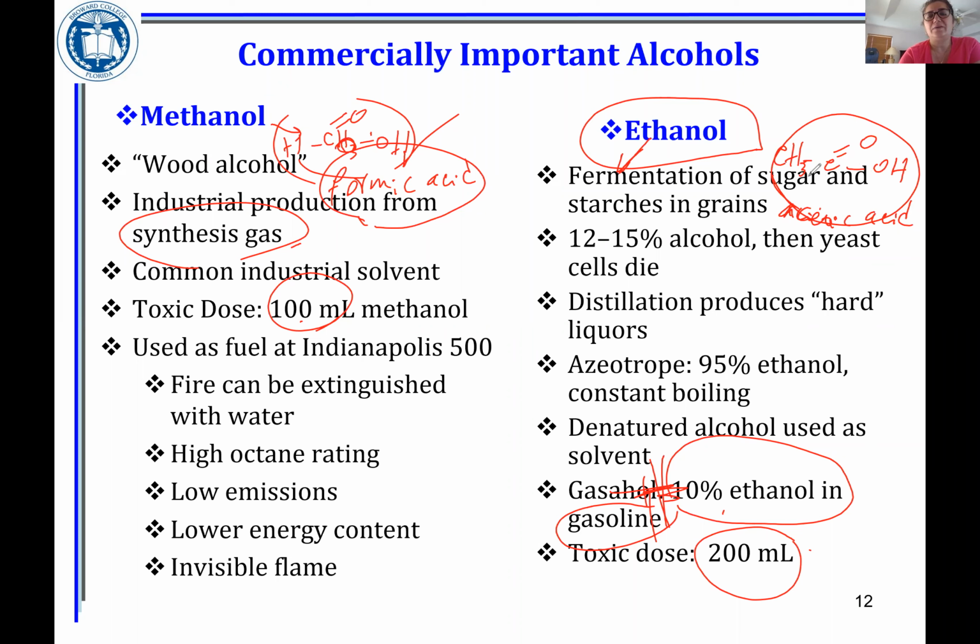So in the body, when you consume it, ethanol would give you ethanoic acid and methanol would give you methanoic acid. And the methanoic acid is very, very toxic. That's why the toxic dose for methanol is much lower compared to ethanol.